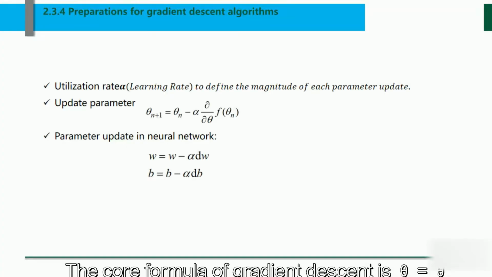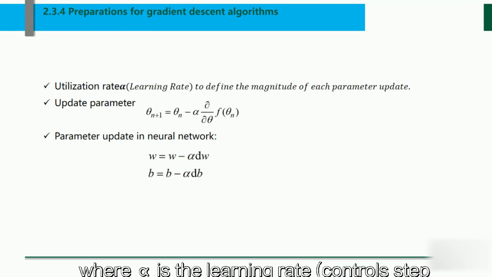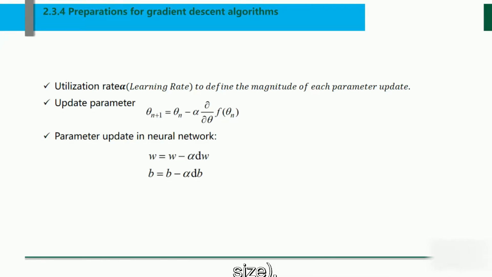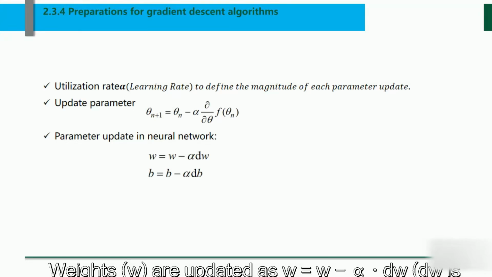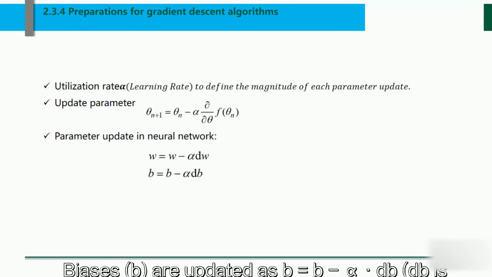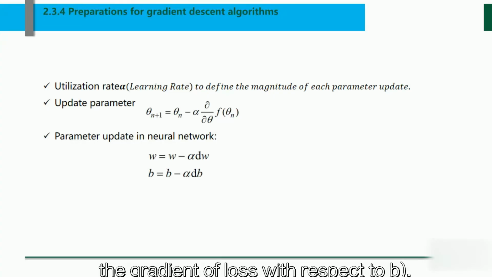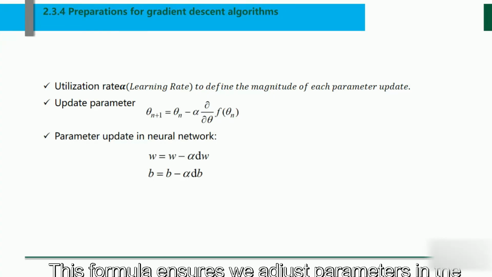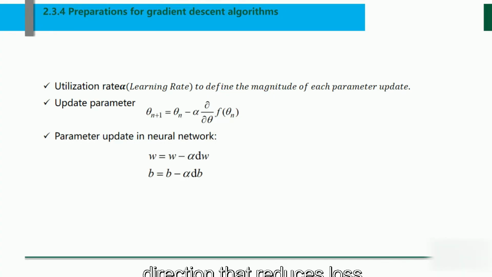The core formula of gradient descent is θ equals θ minus α times f'(θ), where alpha is the learning rate, which controls step size. For neural network parameters, weights W are updated as W equals W minus α times dW, where dW is the gradient of loss with respect to W. Biases B are updated as B equals B minus α times dB, where dB is the gradient of loss with respect to B. This formula ensures we adjust parameters in the direction that reduces loss.